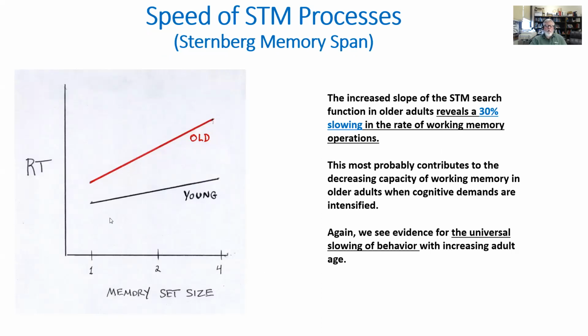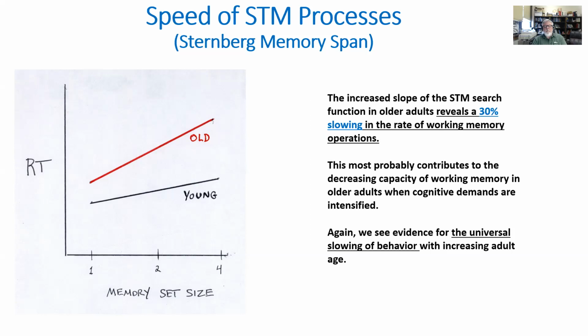If we look at the slope of the function relating the memory set size, how many items you're holding in the memory, and how quickly you can answer yes, no to probe stimuli, we see that the slope of the young people, or that is the amount of slowing that occurs as more and more items are added to the memory set, is accruing at a slower rate than old people. And in fact, if we analyze these slopes, what we typically find is it takes older people about 30% longer. There's 30% slowing in their scanning speed of the contents of their memory.